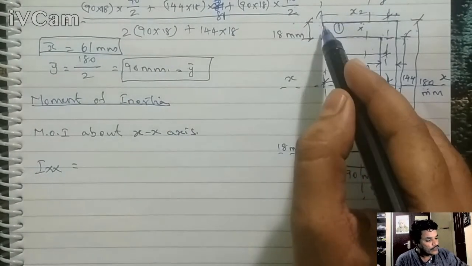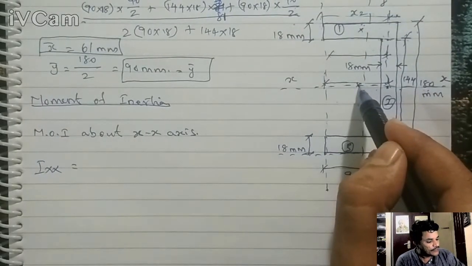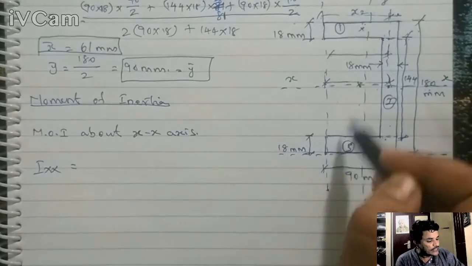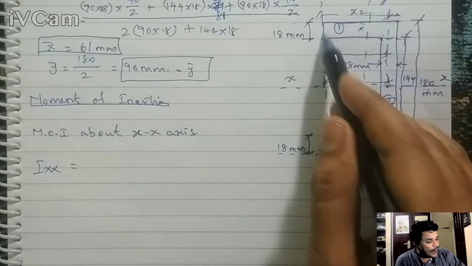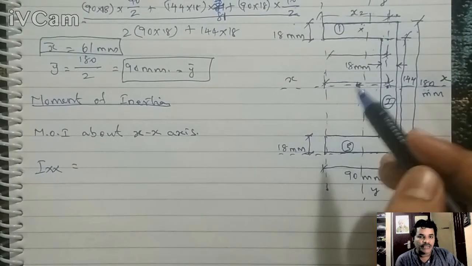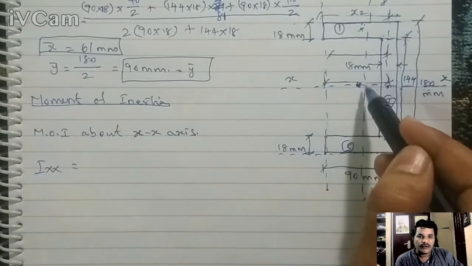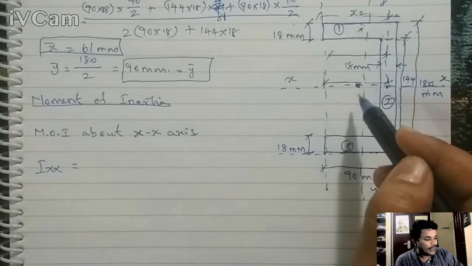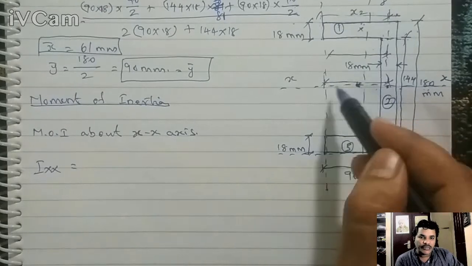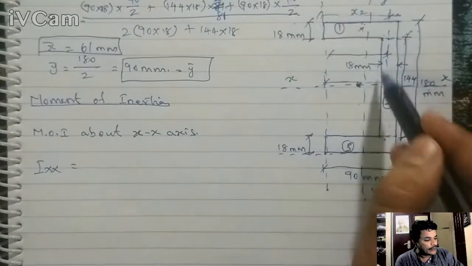Suppose I am taking the big rectangle. The y bar value for the channel section is located here, and the big rectangle's y value is also located at the same spot, because for a rectangle the centroid is located at exactly half of the height. So both centroids are located on the same line. Similarly, I am taking the small rectangle.